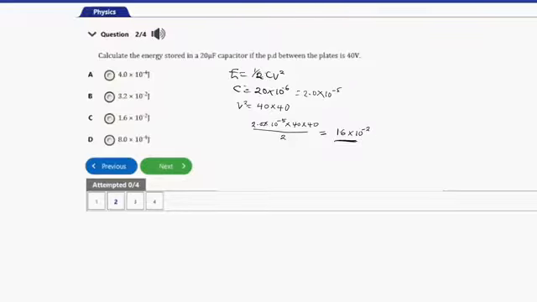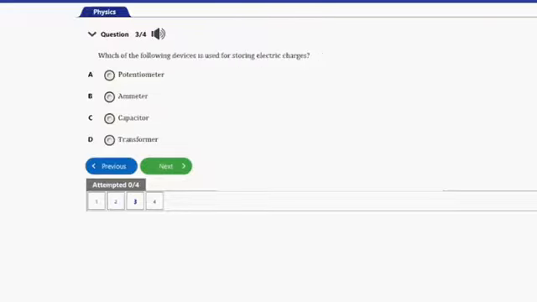So let's go ahead and check out the next question, guys. So that's question number 3 here. It says, which of the following devices is used for storing electric charges? We have A, potentiometer, B, ammeter, C, capacitor, D, transformer. So guys, obviously we've answered this question before, and that's the capacitor. Capacitor is used for storing electric charges, and that's the answer to this question.